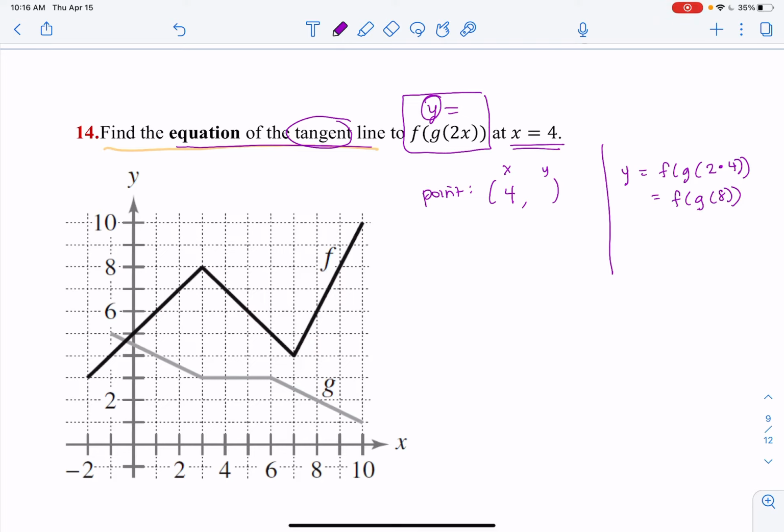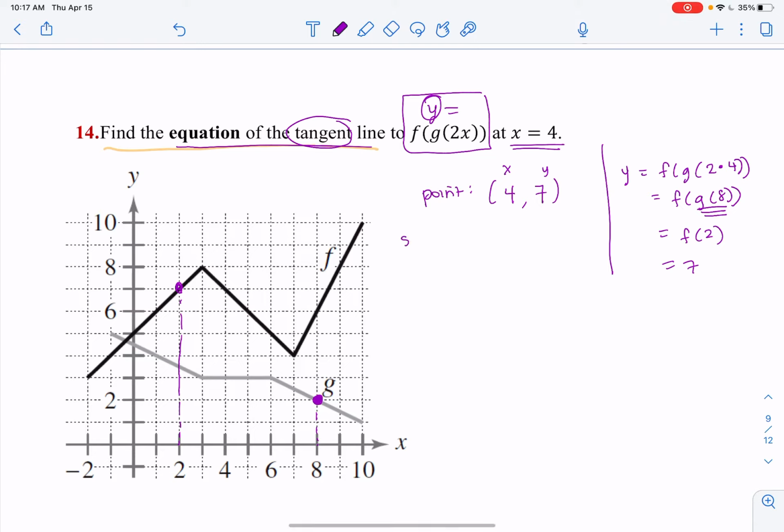So now we start on the inside first. Let's find g of 8. g of 8 is just the value when x is 8. g is 2. So I have f of 2. And now to find f of 2, I go to where x is 2, and I find the f value, which is 7. So the y value of f of g of 2x is 7.